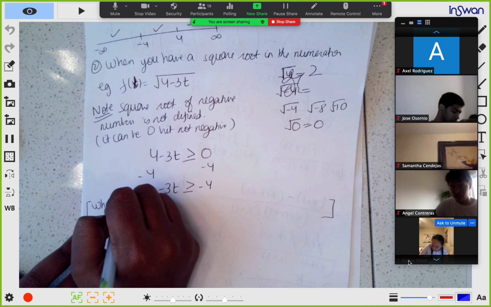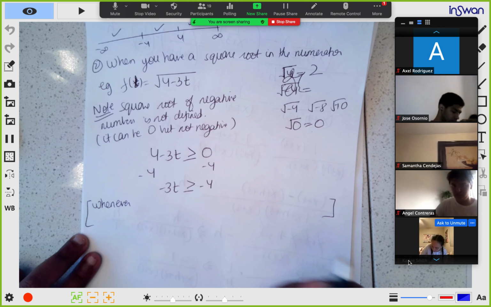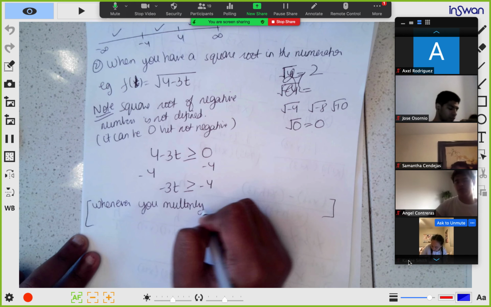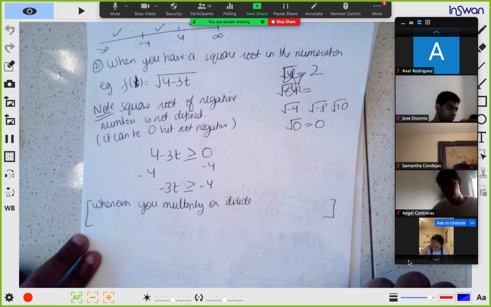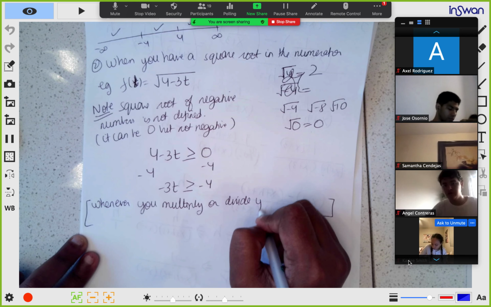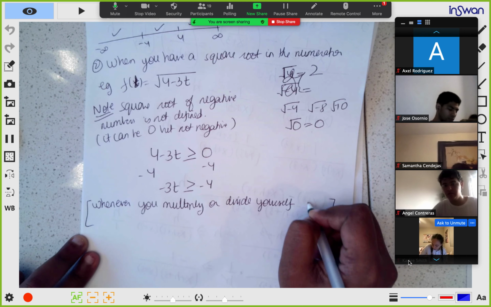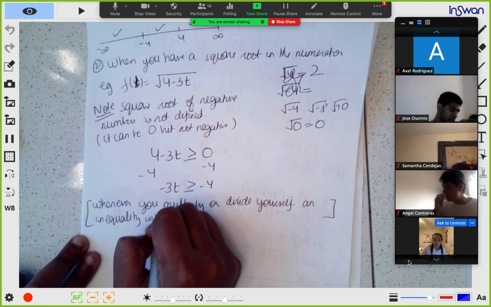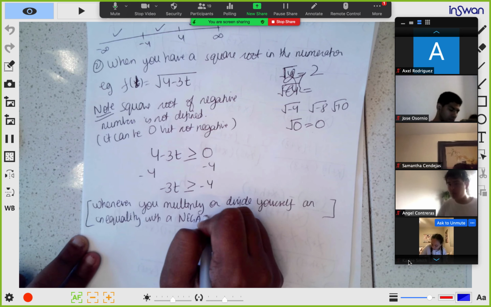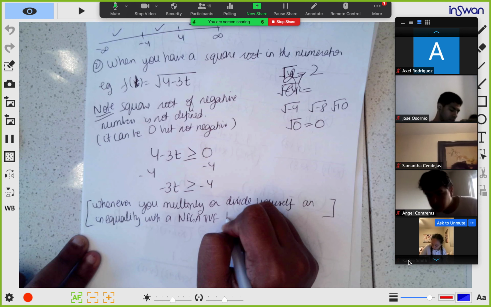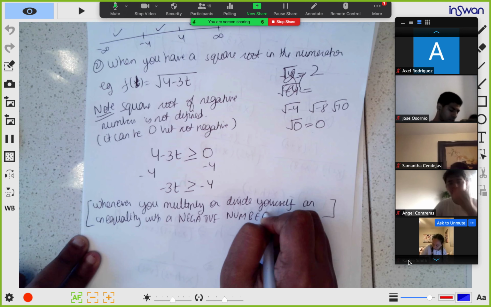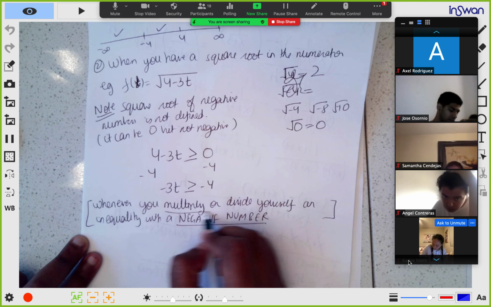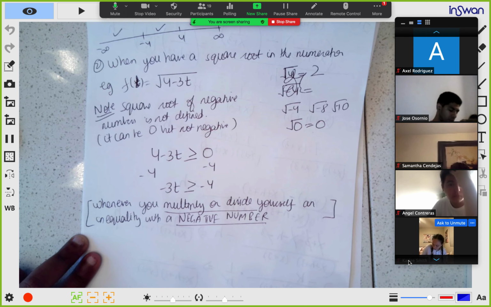Whenever you multiply or divide an inequality with a negative number — note I'm writing negative number here big, this is important, when you're multiplying and dividing only.